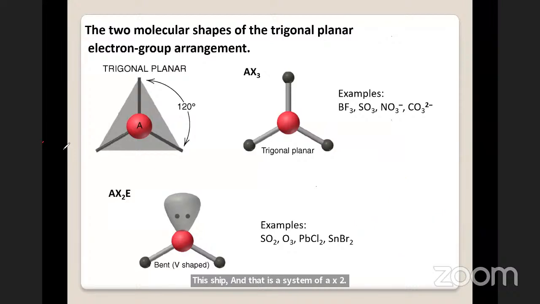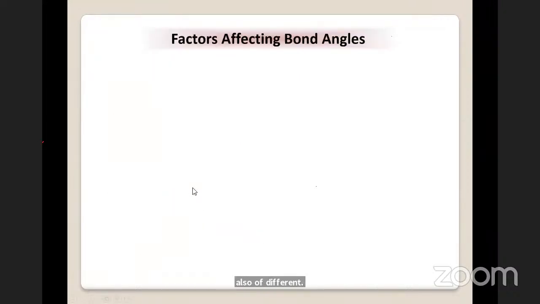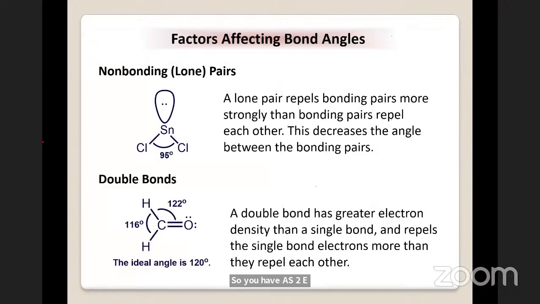Then the next will be for us to look at other molecules that are also different. So you have AX2E. In that case of an AX2E, you have a distortion of the angle. Instead of the angle being 120, it is distorted into 95 because of this lone pair.